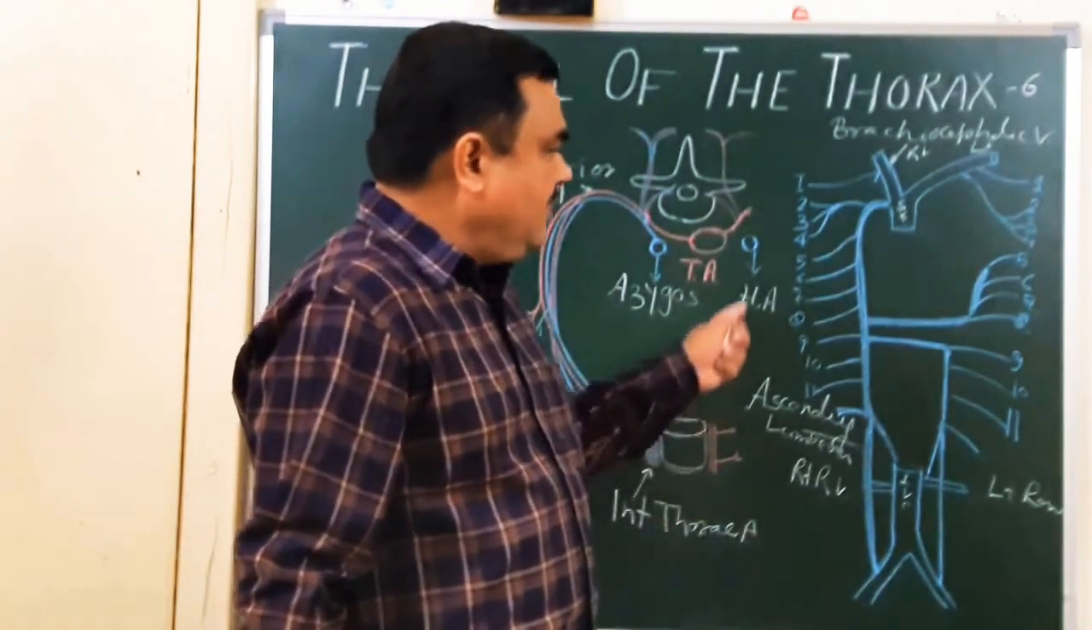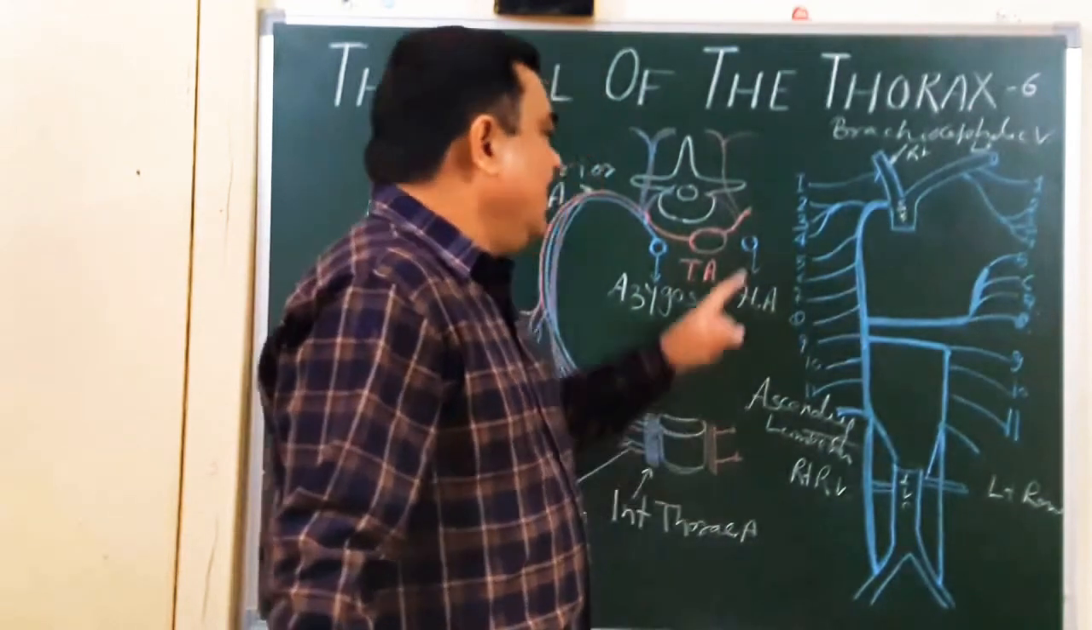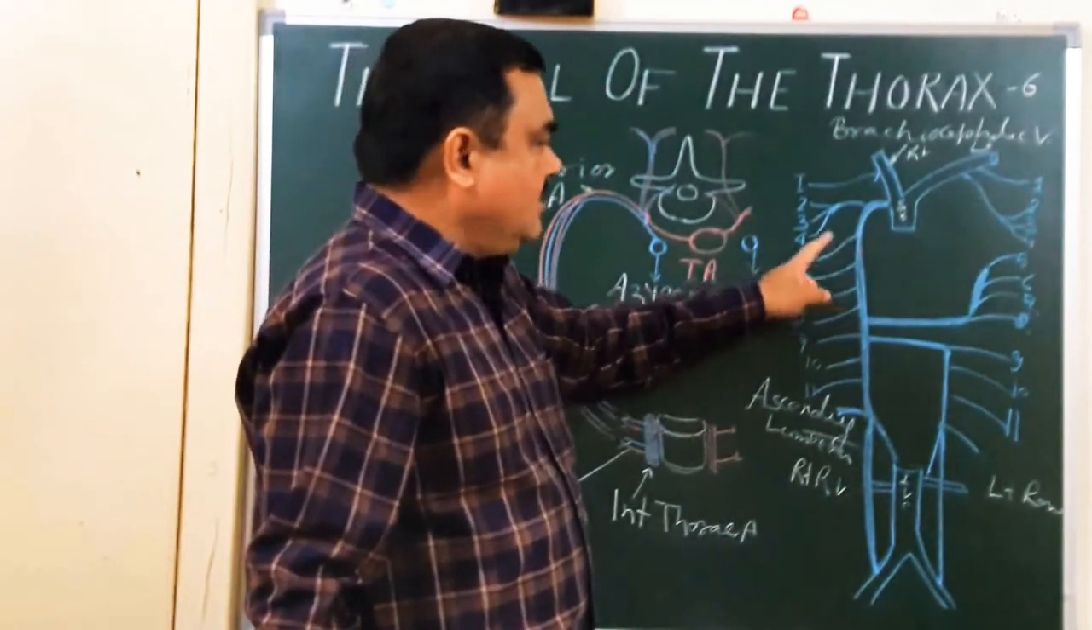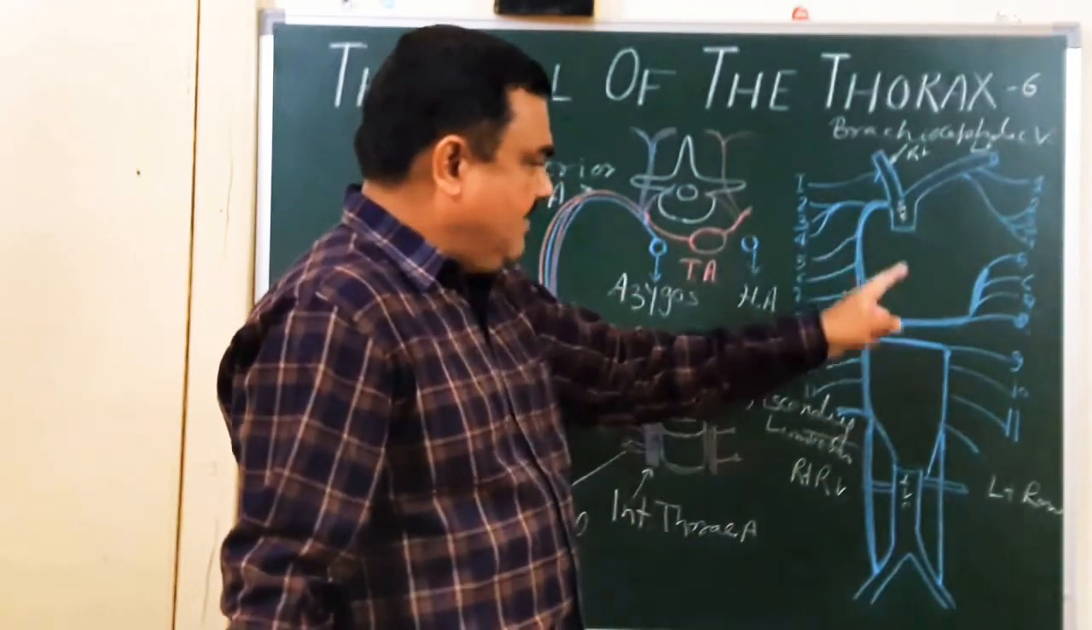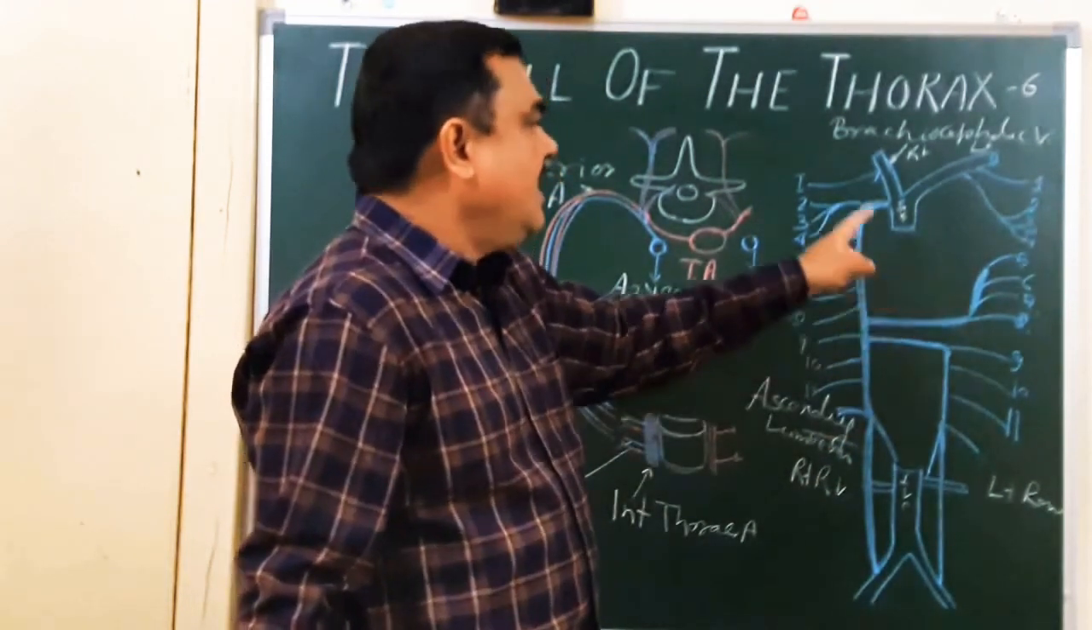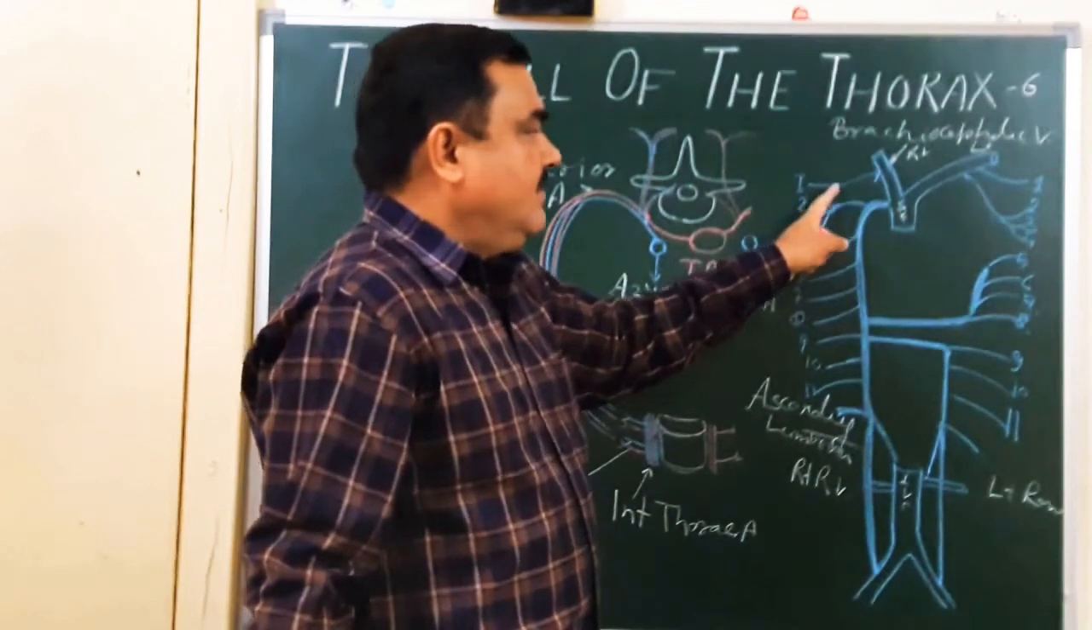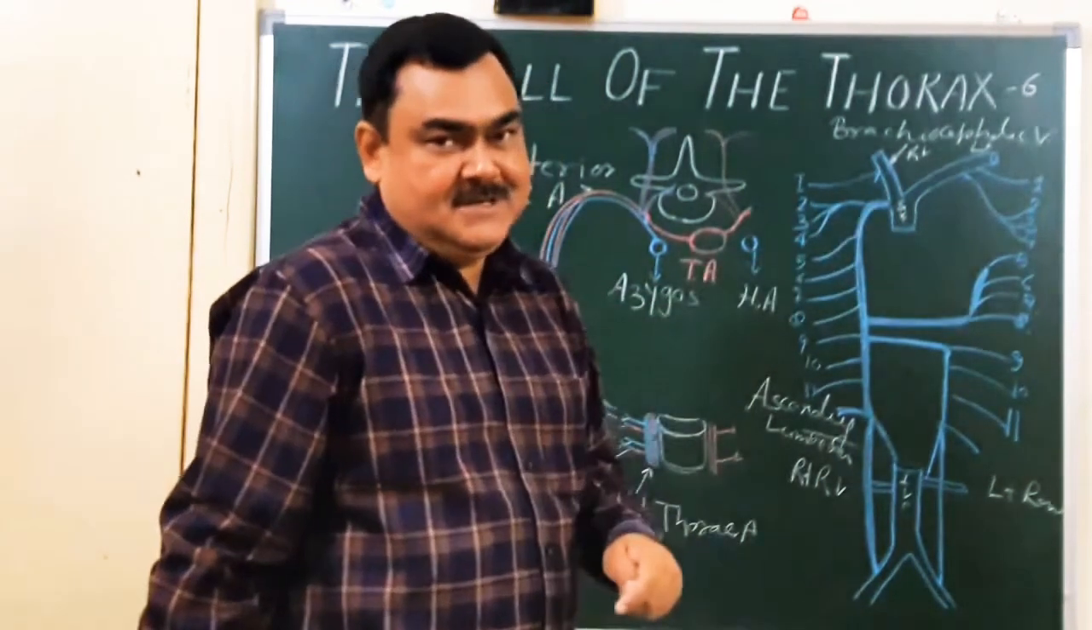So this is venous system. These are posterior intercostal veins which drain into the azygos vein, hemiazygos vein, accessory hemiazygos vein, and right and left brachiocephalic veins.